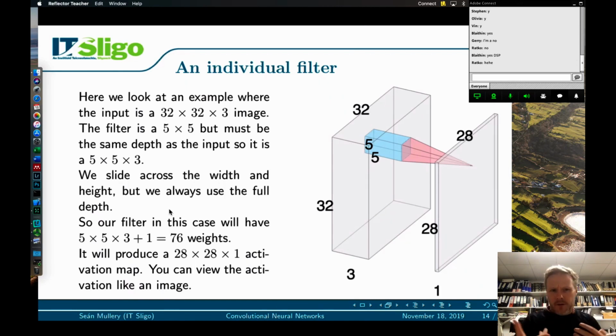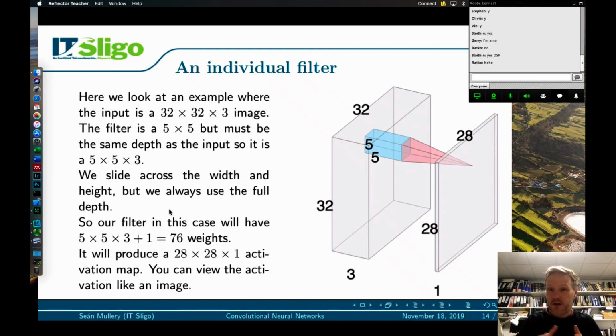The filter is a 5x5, but must be the same depth as the input, so it has to be a 5x5x3. Altogether, in terms of parameters, you're going to need 5x5x3, and you're going to need a bias parameter which adds 1 to it. So 5x5x3 would be 75 altogether. Add a 1 for a bias is 76 weights. For each of these filters, we require 76 weights, but bear in mind that that's going to create an activation that's 28x28x1.